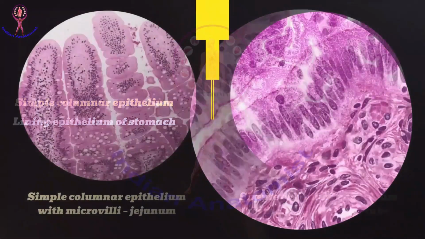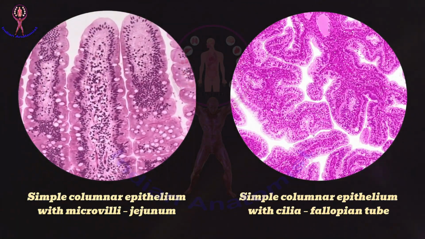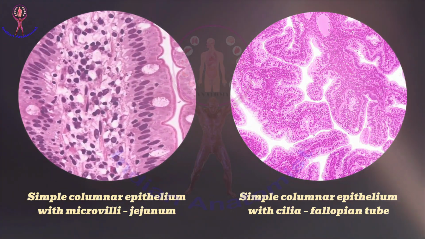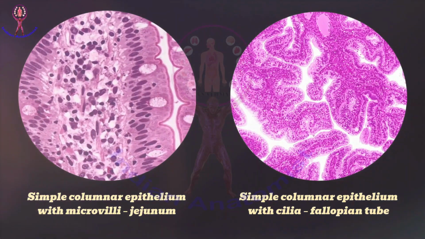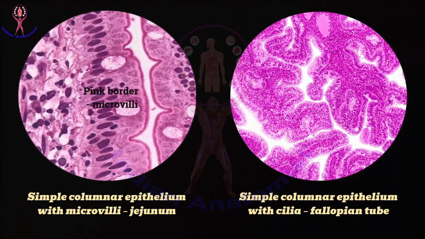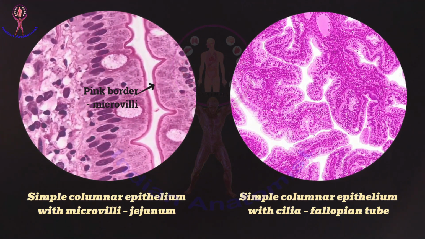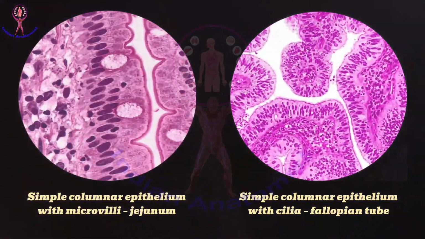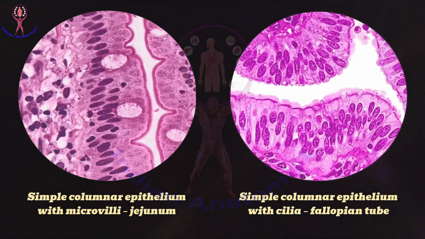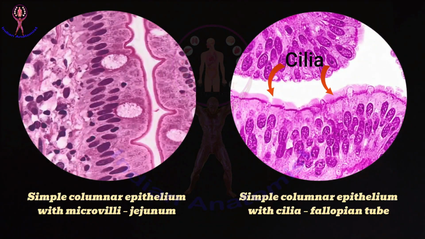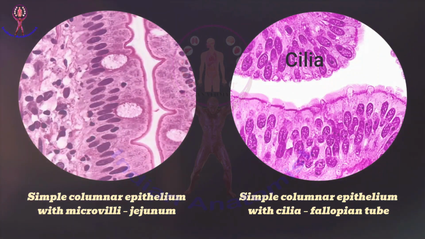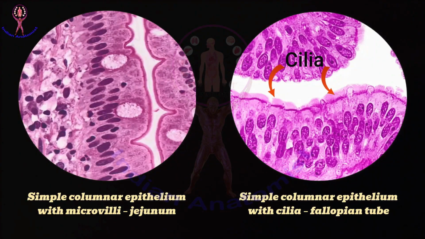The following two clips display microphotographs of the jejunum, which is the small intestine. The jejunum is lined with a layer of simple columnar epithelium that contains microvilli or stereocilia. These structures are essential for the absorption of nutrients from the small intestine. The second clip, located on the right side, exhibits the simple columnar epithelium with cilia found in the fallopian tube of the female reproductive system. These cilia are responsible for propelling the oocyte from the ovary to the uterus through this tube.